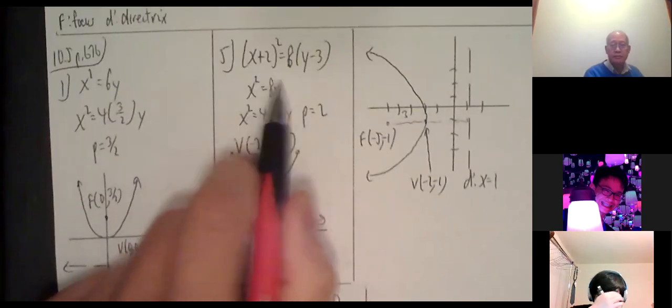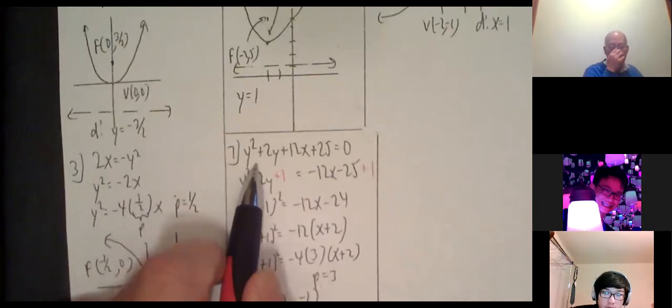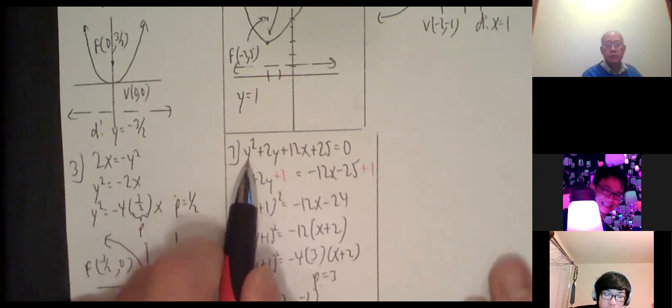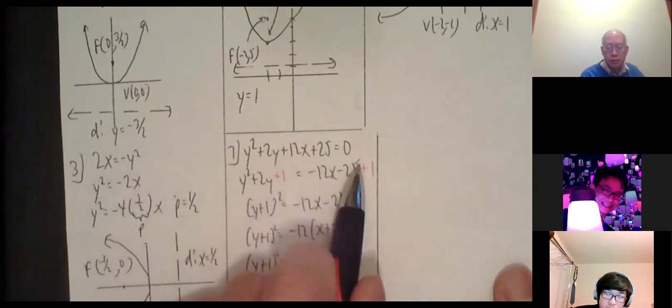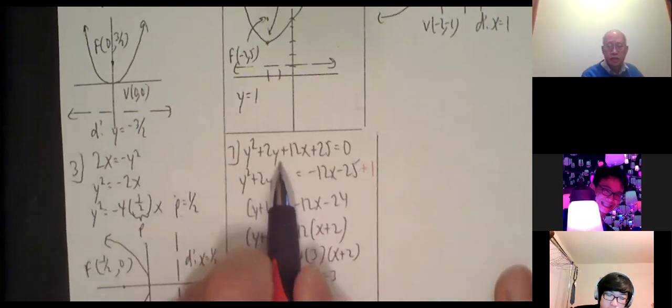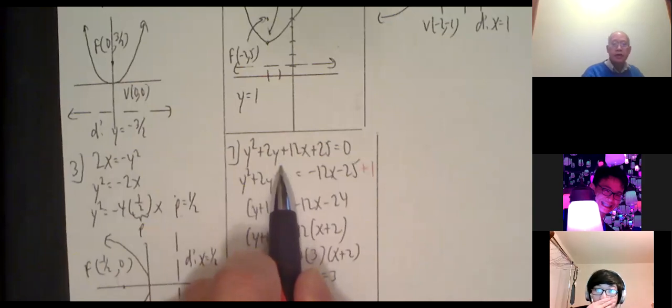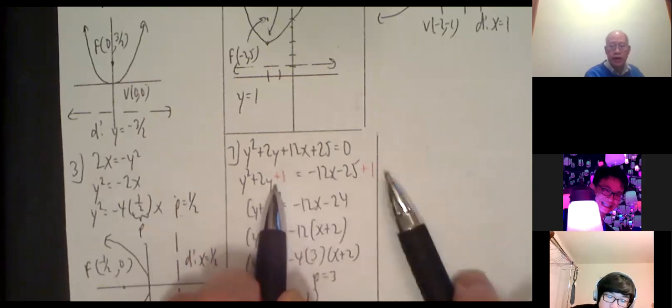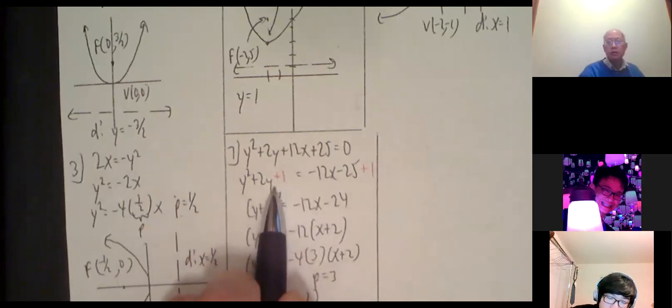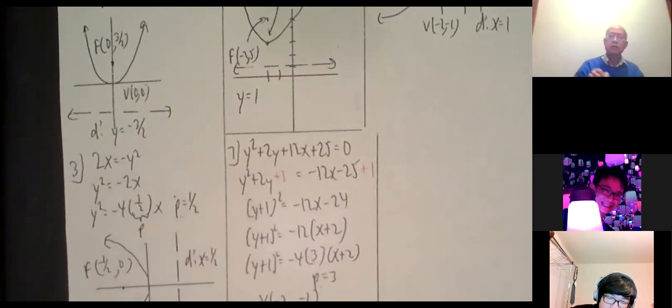So for 7, I have to force it to look like this. So that's completing the square. So throw these two guys over. Subtract 12x, subtract 25. Complete the square. Take half the coefficient of y and square it. So half of 2 is 1. 1 squared is 1. So add 1 to both sides. And then you factor.